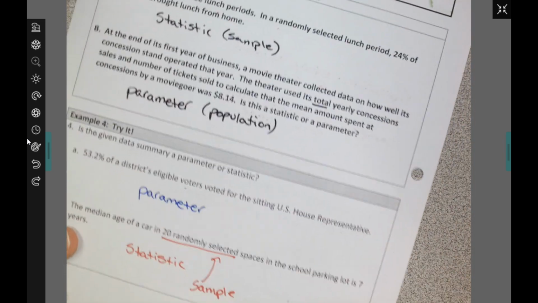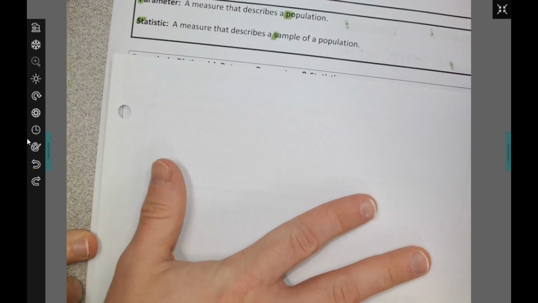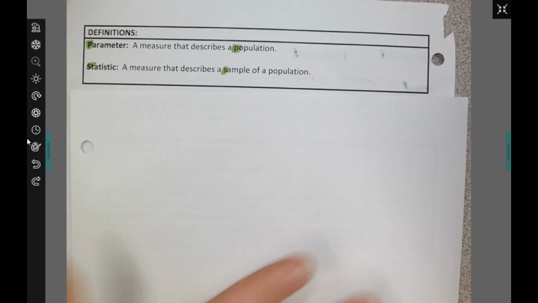All right, and then the last two definitions for this section we're going to look at are parameter and statistic. A parameter is going to be a measure. We collected the data, and it's going to be a measure that can describe the population. A statistic, on the other hand, is a measure that describes a sample of the population.